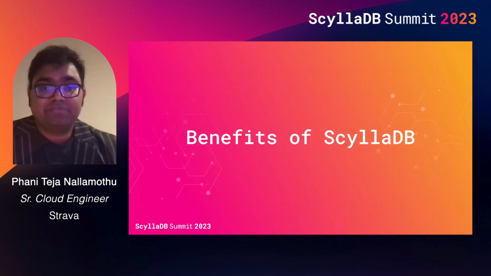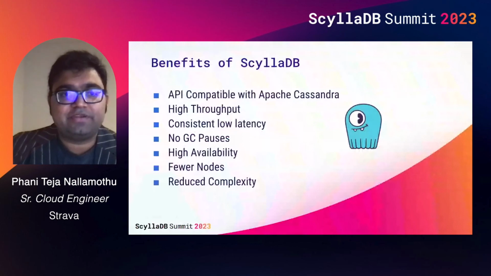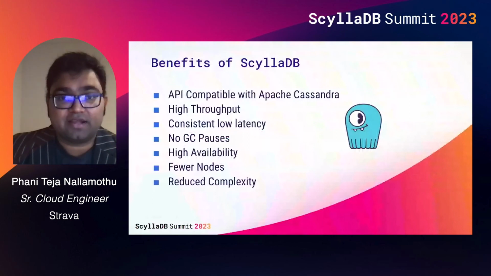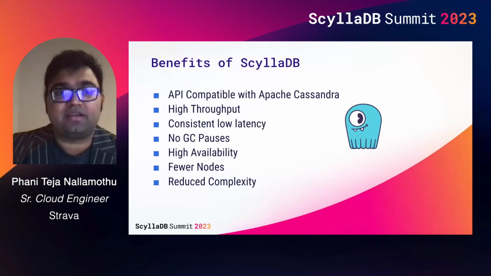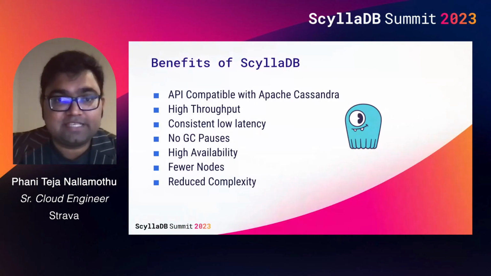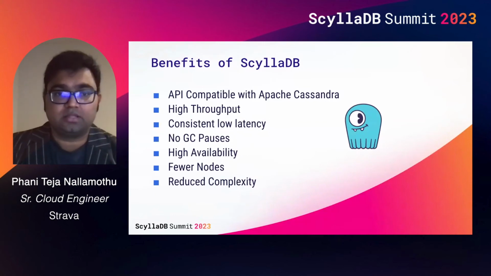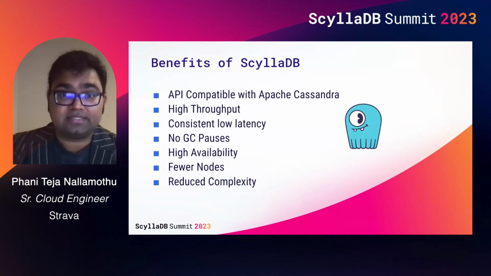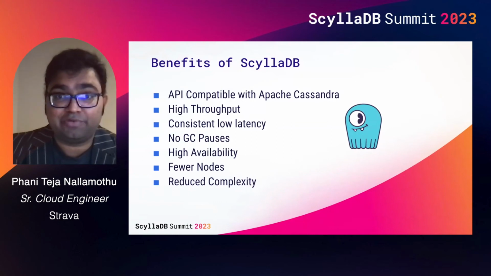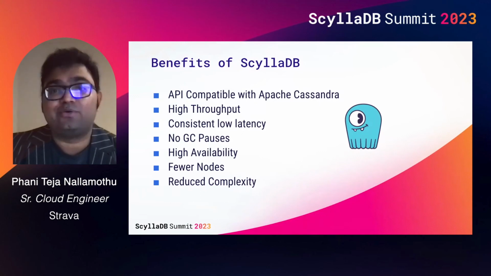And what are the benefits we've observed by moving over to Scylla? The first one is it's much easier to migrate from Cassandra as the Scylla API is compatible with Cassandra. We've also observed some increase in throughput after migrating to Scylla. We have experienced consistently low latencies in Scylla clusters, which were not possible with Cassandra. Whenever there is a GC pause in Cassandra, all reads and writes have to wait until the garbage collection is done. This has caused significant performance issues. The good thing is there are no GC pauses in Scylla.